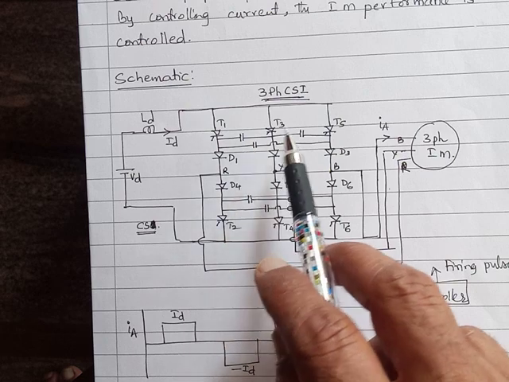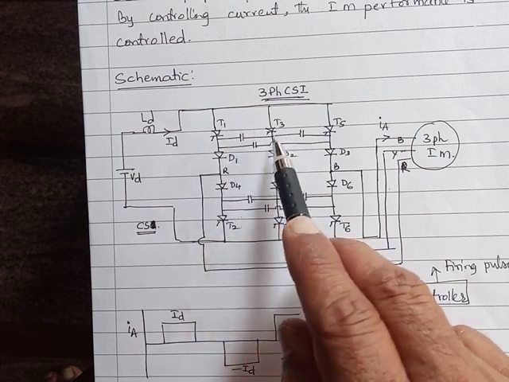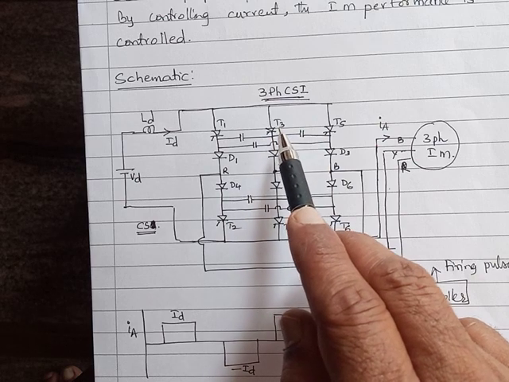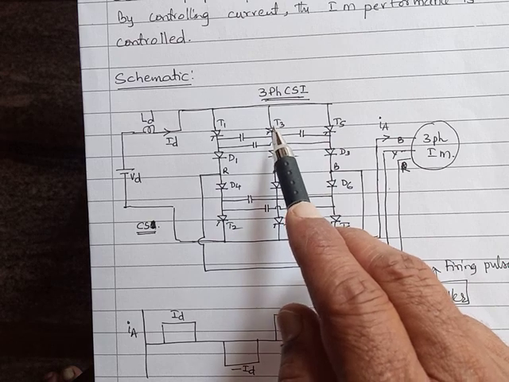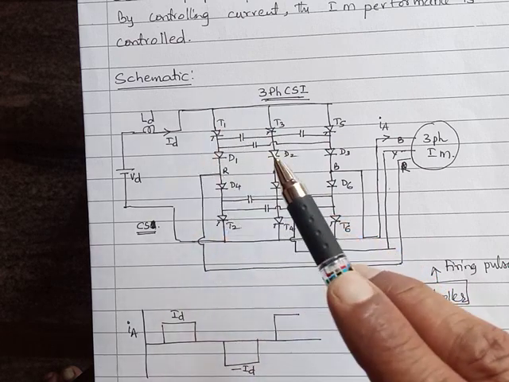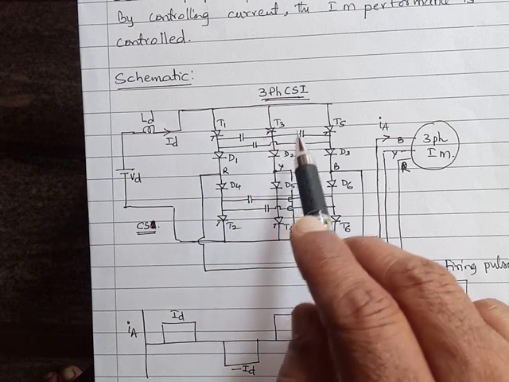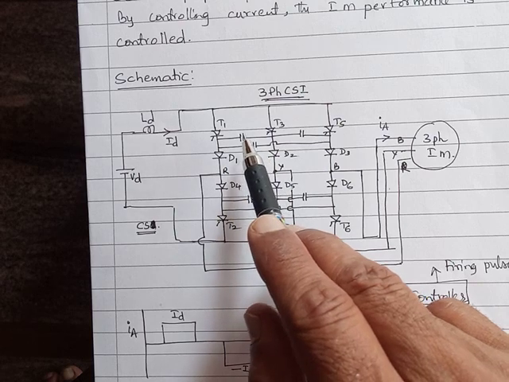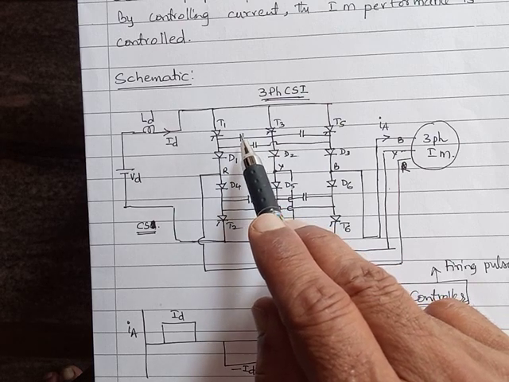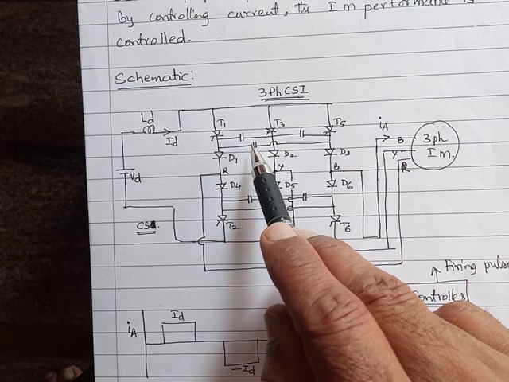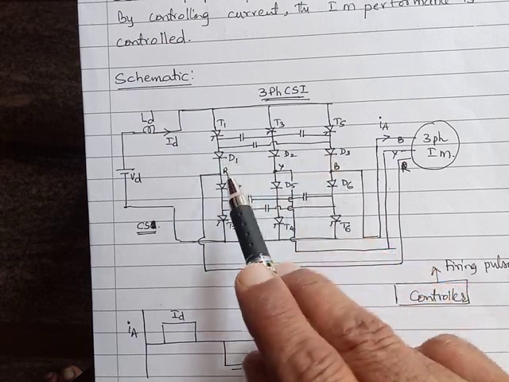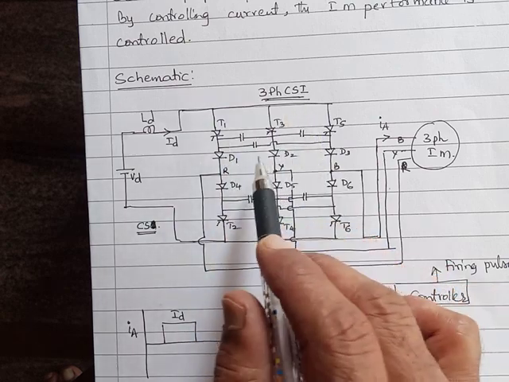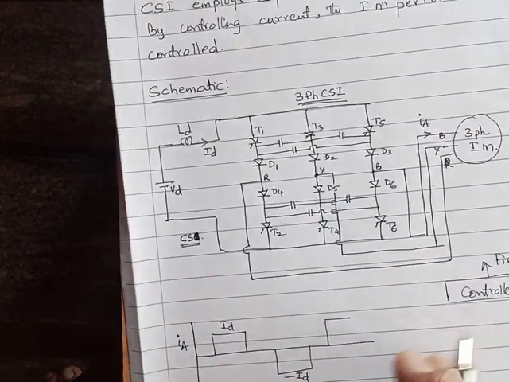The commutation, how it happens: triggering the next SCR will result in the commutation of the earlier SCR, something similar to complementary commutation. That happens because of the capacitors here, and the capacitors get charged to the required polarity for the commutation due to the presence of the diodes here. Okay, good.